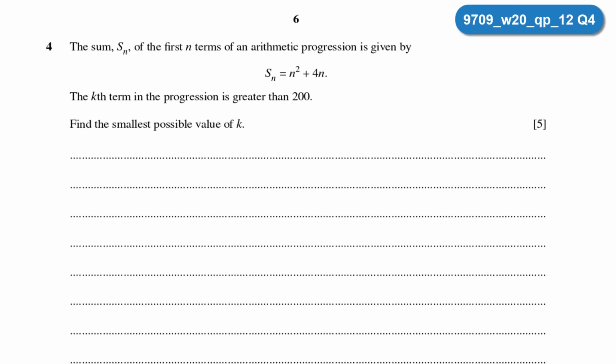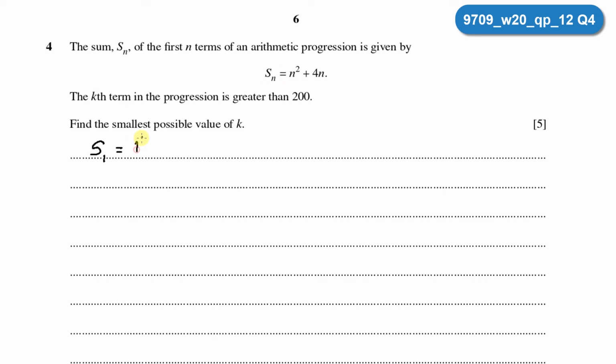The sum S sub n of the first n terms of an arithmetic progression is given by Sn is equal to n squared plus 4n. The kth term in the progression is greater than 200. Find the smallest possible value of k. So here we've got an expression for the sum of terms of an AP. So I can find here S1, which is the first term.